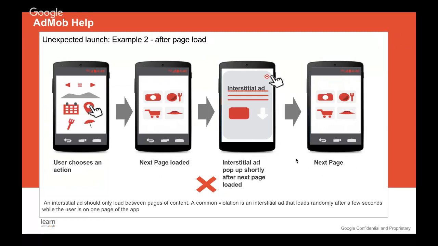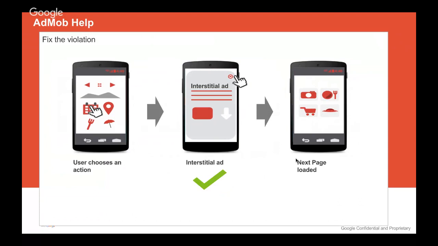So what's the correct implementation in this kind of case? We can only put an interstitial at the transition part while the user switches the screen. So before and after the interstitial, you should put two different screens, as you can see from this picture.